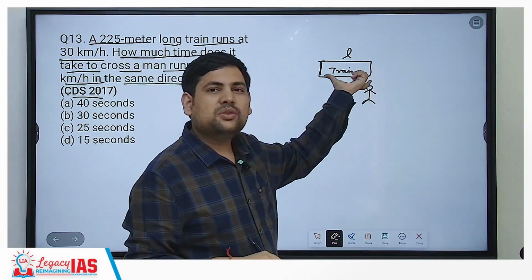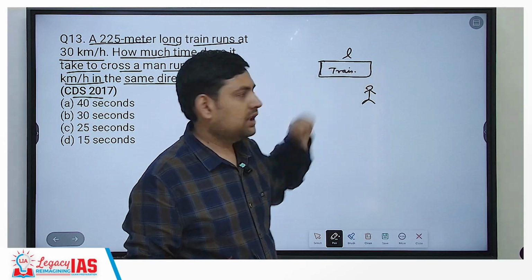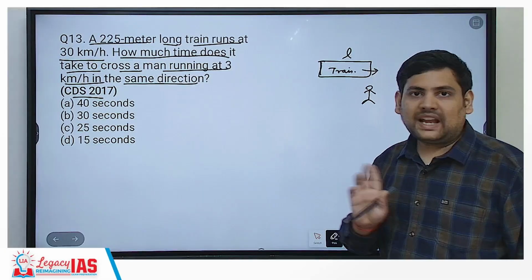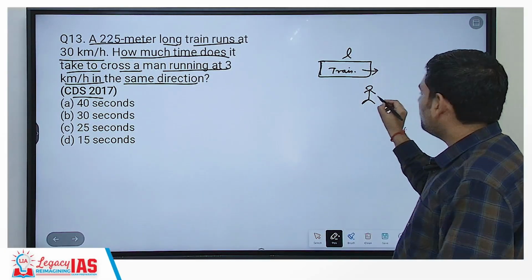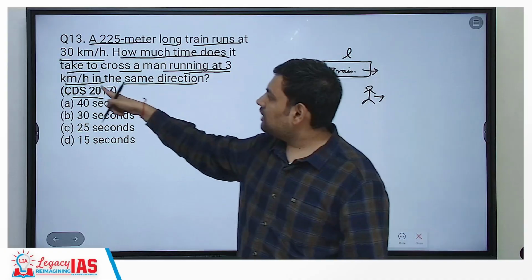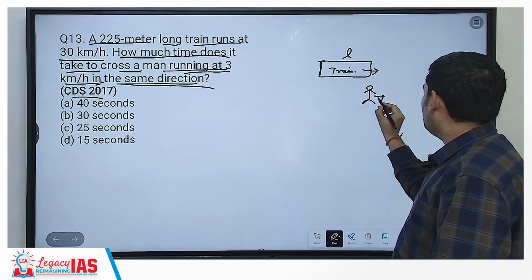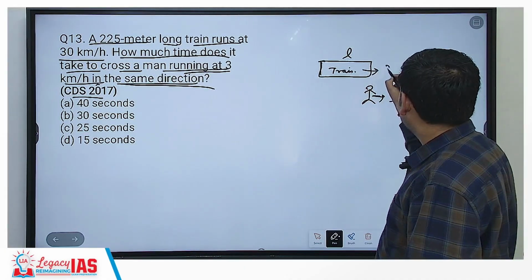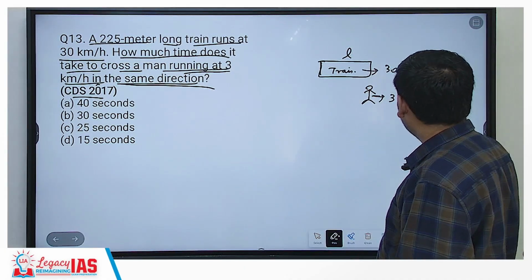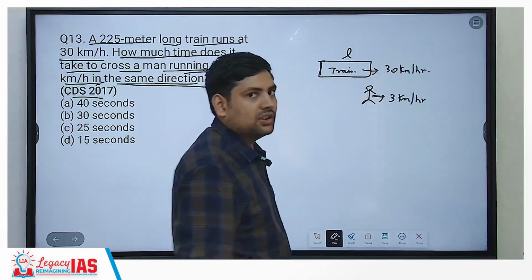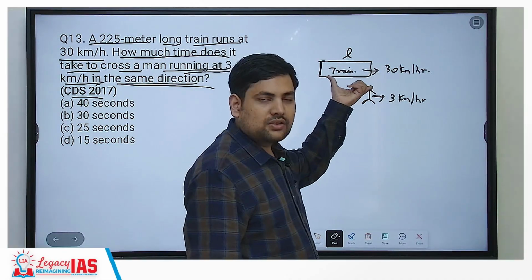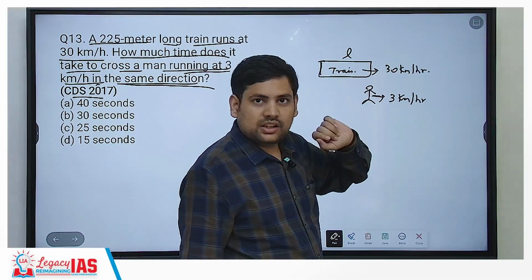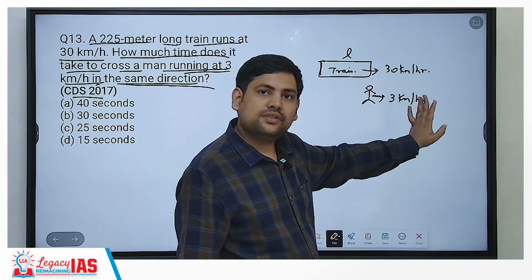So the length it has to cover is L only. But this person is not like the earlier person who was standing in place. This person is also running at 3 km per hour in the same direction. So he is also going at 3 km per hour. Now the speed of the train is 30 km per hour. They are moving in the same direction. So whatever the length of the train or whatever distance it has to cover will be covered by their relative speeds. Correct? Relative speeds that we had learned in the first video itself.